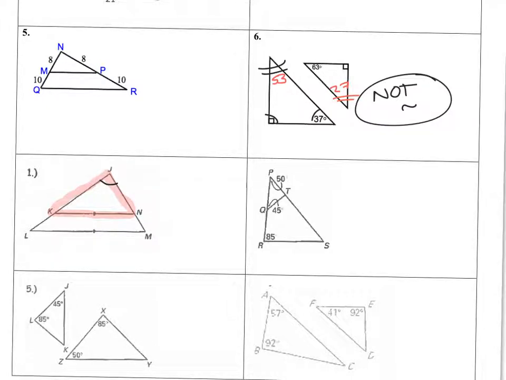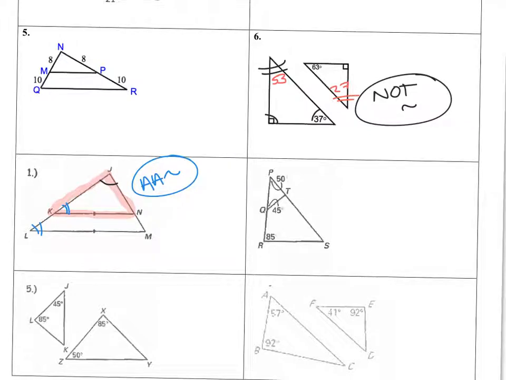So now I know that this line and this side are parallel. So I need to be able to find one more pair of congruent angles. So this angle here with this angle down here are congruent because they're corresponding. So are these triangles similar? Yes, because of angle-angle similarity, and I'm done.